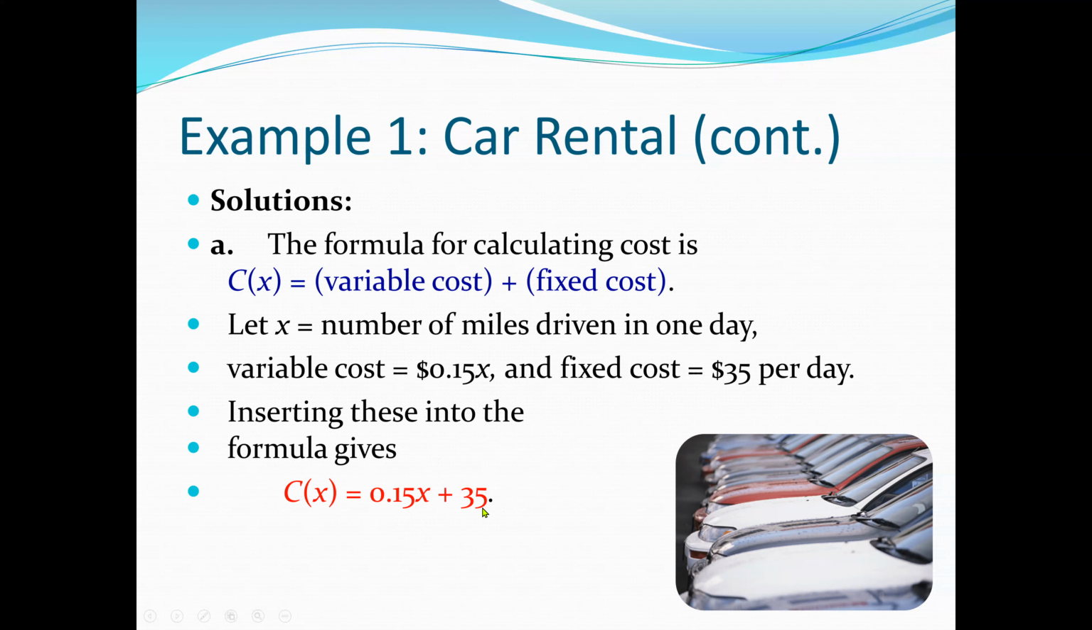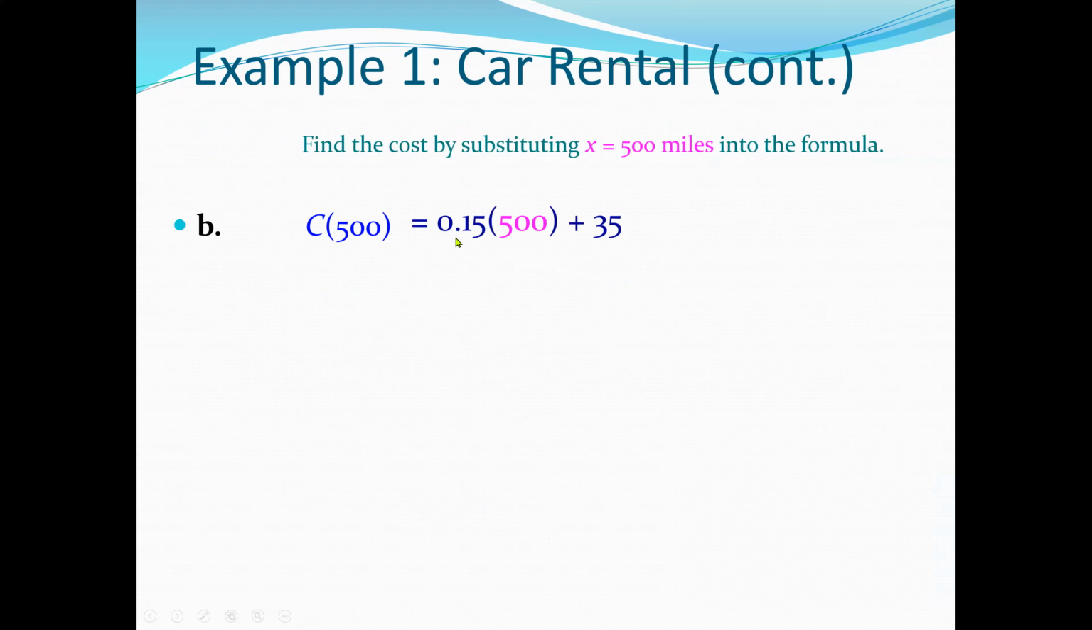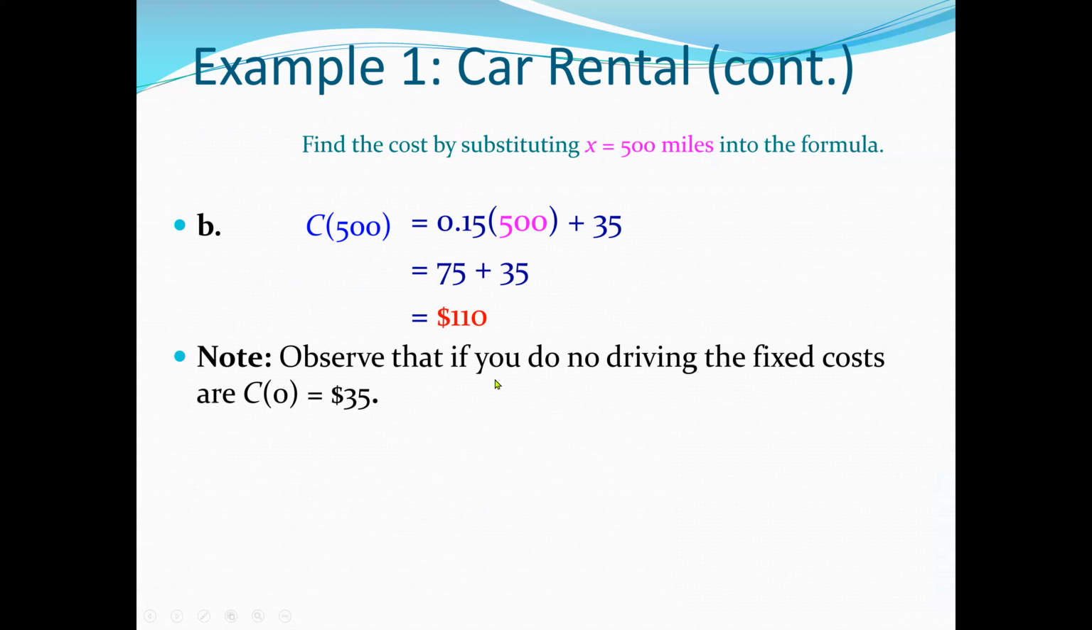Now in B, they asked how much it will cost to drive 500 miles. So in this case, I'm going to substitute x with 500 and solve the equation. So C of 500 will give us 0.15 times 500 plus 35. And that will give us 75 plus 35, which is $110. So observe that if you do not drive at all, you still have to pay the $35. So our initial cost, the fixed cost, is always $35.